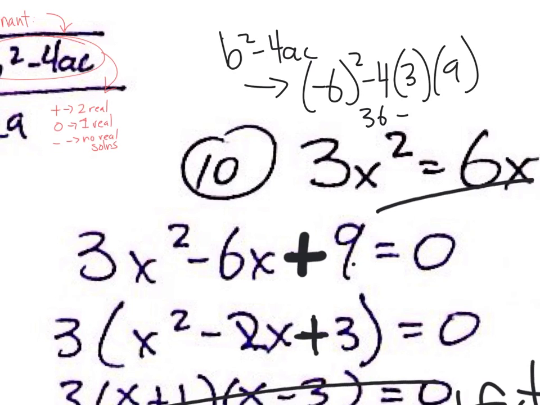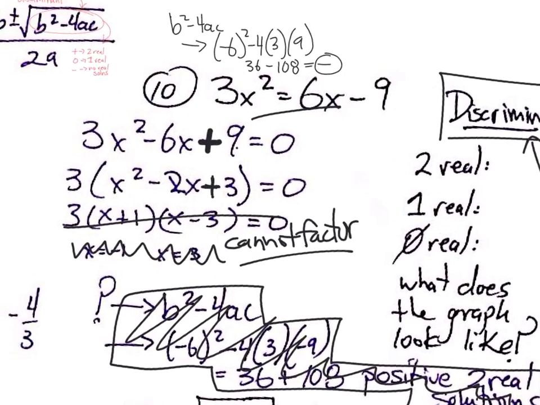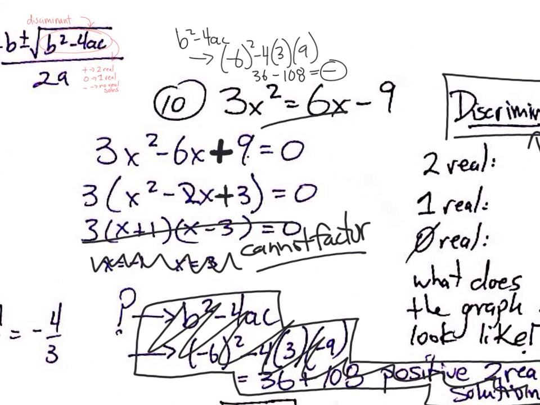So 36 minus 108. I think that's 108, yeah. So that gives us a negative number, which means no real solutions. All right, we'd get to here and be like, cannot factor. We could check the discriminant and realize that there are no real solutions. You could also try completing the square, and you'd get the square root of a negative number. So our answer to this would be no real solutions. Sorry about all this jibba jabba.